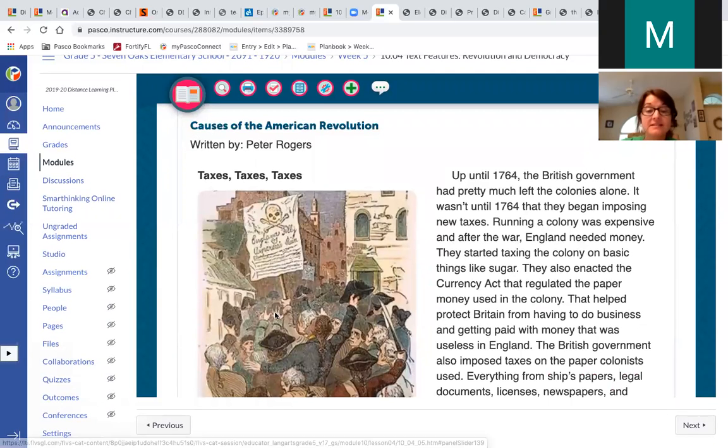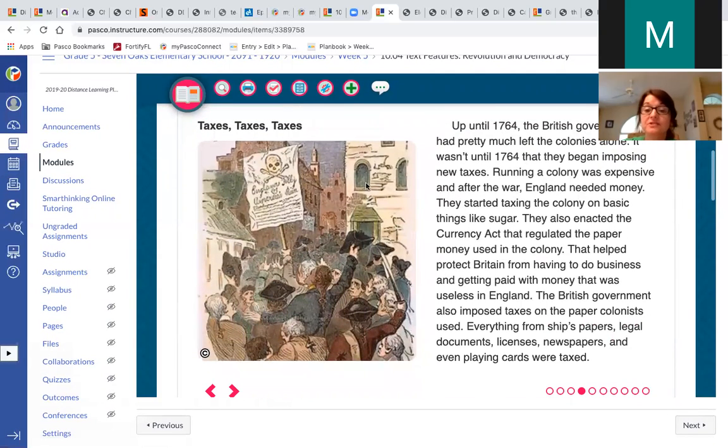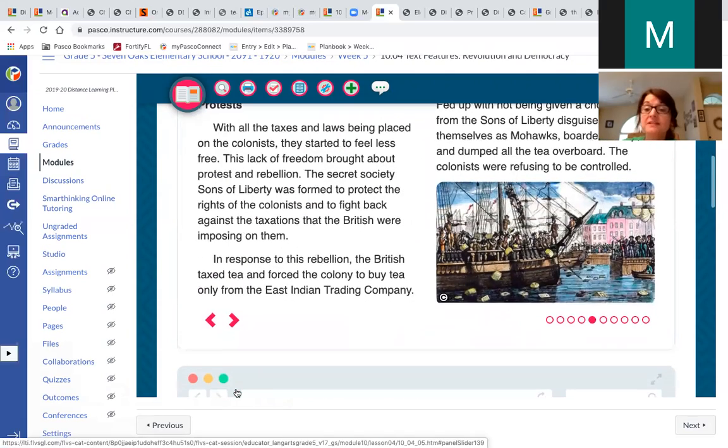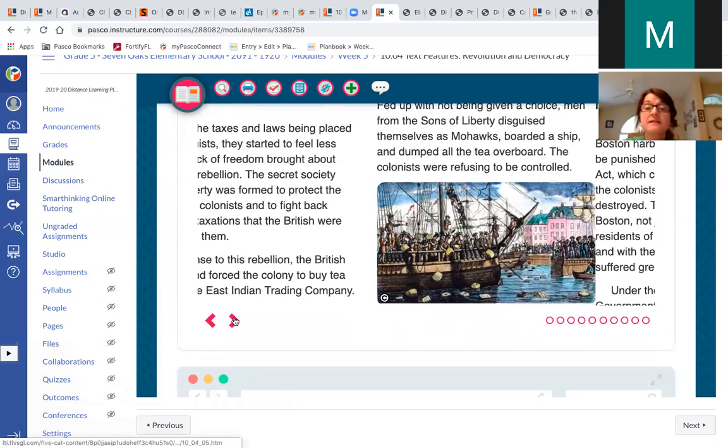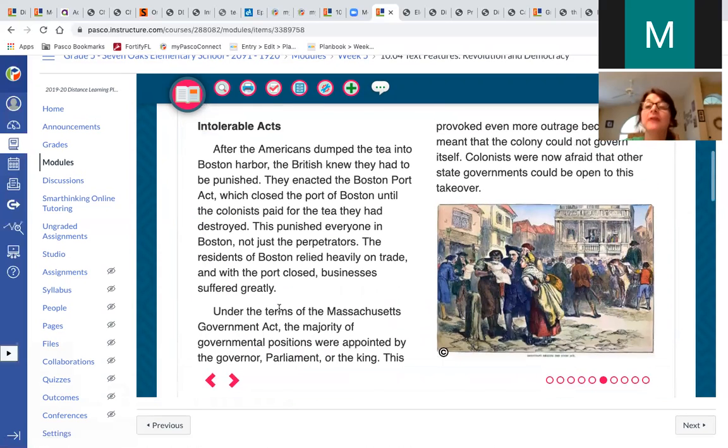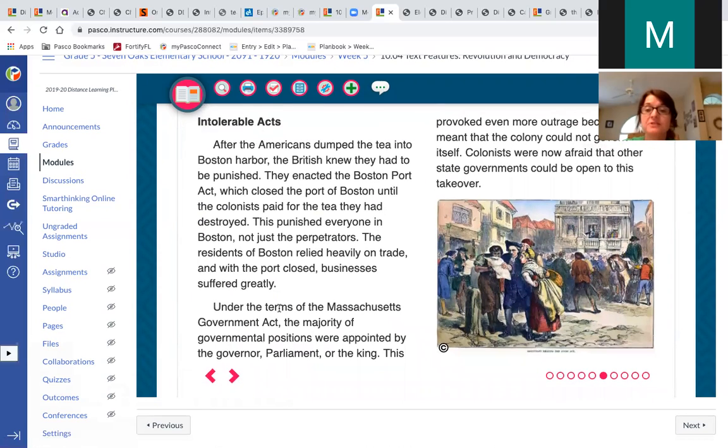Taxes, all the taxes and the taxation without representation. So you're going to read about that. There's important information there. The protests that went on, read that slide. The Intolerable Acts, we read about that in chapter 10. So again, you're building upon some of that background knowledge you have, but pay close attention and read through this slide.